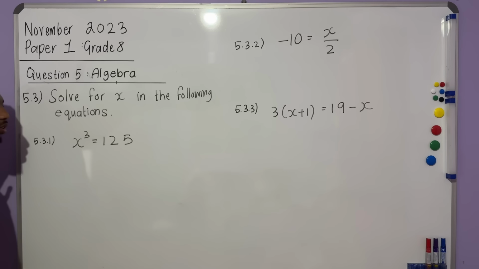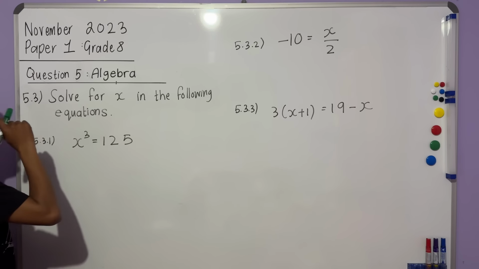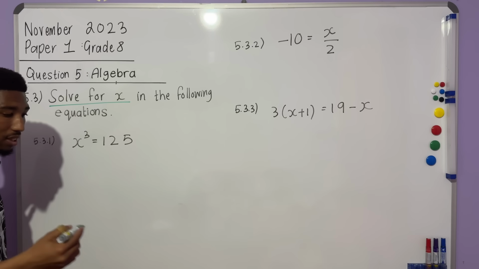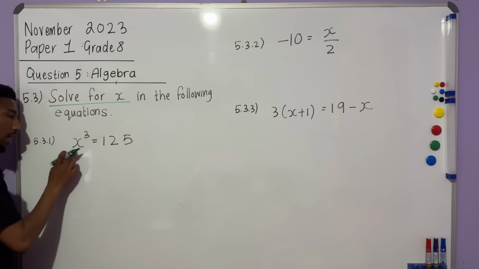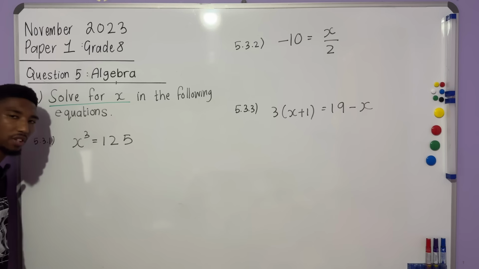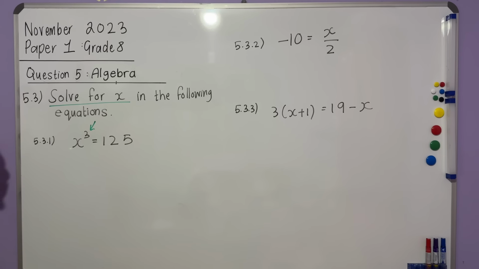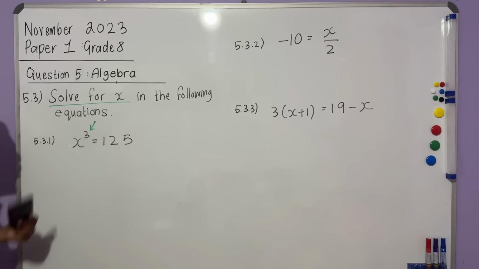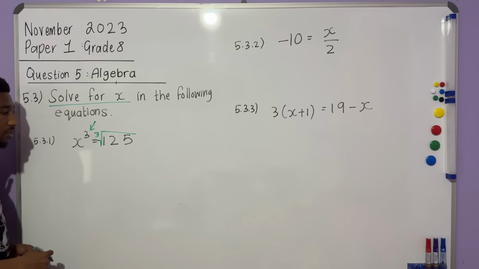Okay, in question 5.3, we need to solve for x in the following equations. The moment we see the words solve for x, you need to think about inverse operations that you're going to be applying right through. So x to the power of 3 equals 125. You need to perform an inverse operation because of that power of 3. If it was x squared equals 125, you would have square rooted. But because now this is a 3, we cube root this 125.